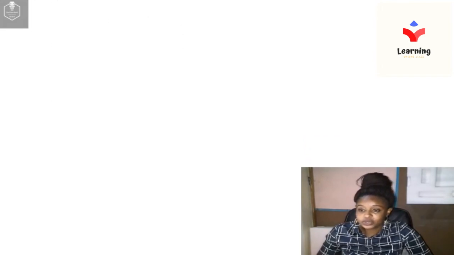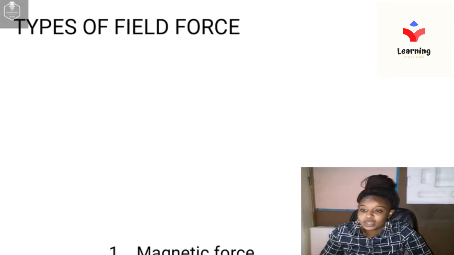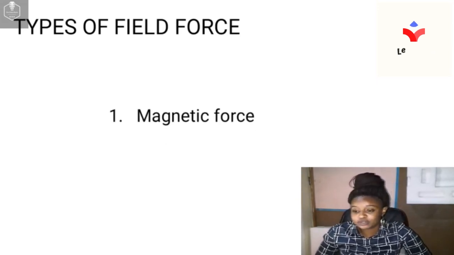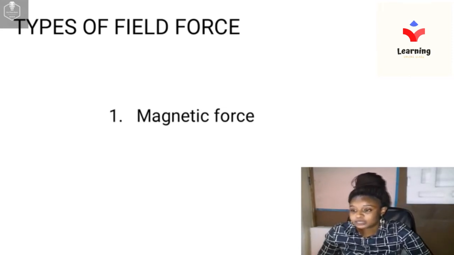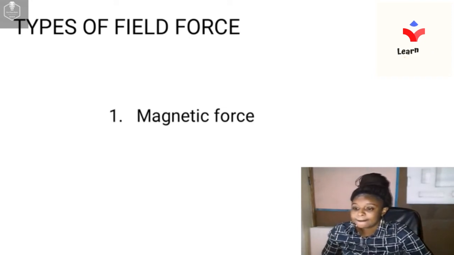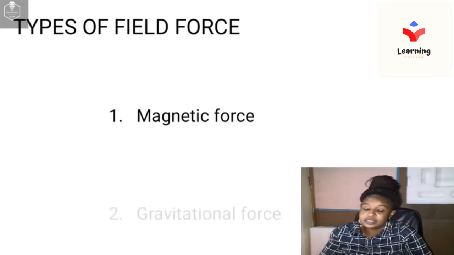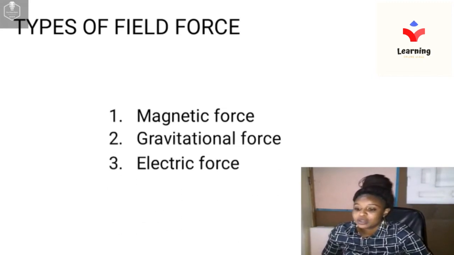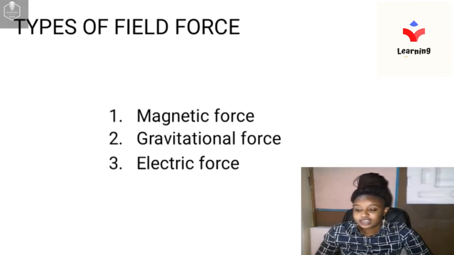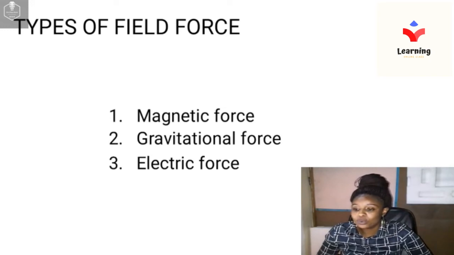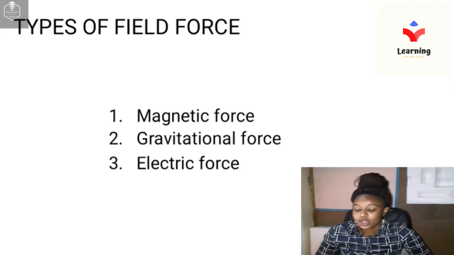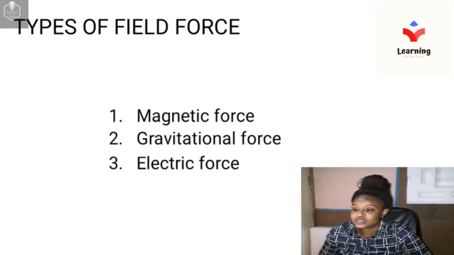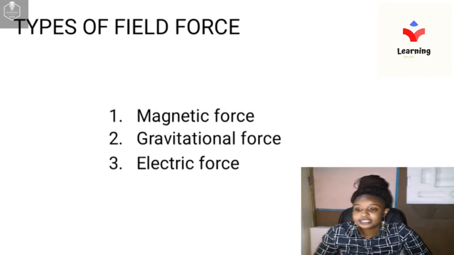Then we have three types of field force too. The first one there is the magnetic force. What is magnetic force? This is a force that attracts magnetic substances such as pins, nails, etc. to a magnet. Then the second one is gravitational force. What is gravitational force? Gravitational force is a force that attracts or pulls an object, irrespective of its mass, towards the center of the Earth. Then the third one is the electric force. The electric force is a type of force that keeps current flowing throughout the conductor of an electricity.